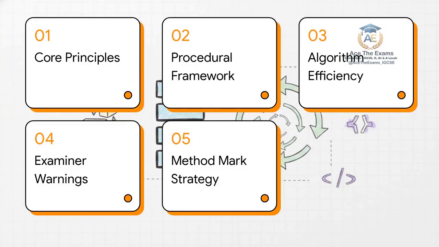Here is our roadmap for today's explainer. We're going to cover the core principles of recursion, the procedural framework, evaluating algorithm efficiency, top examiner warnings, and finally, the method mark strategy. We are taking you from the foundational theory all the way up to the critical exam techniques that graders are desperately looking for. We're going to fix the mistakes that Alex and Sam are making once and for all.